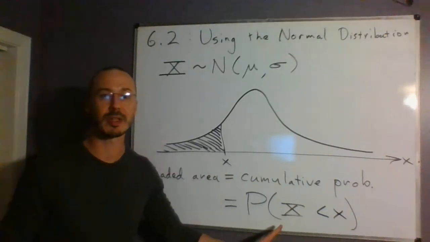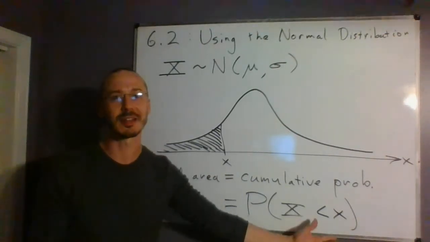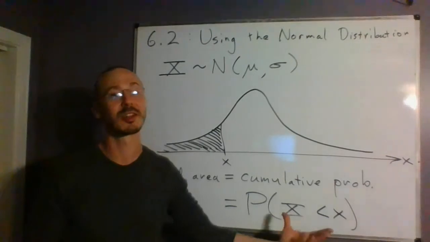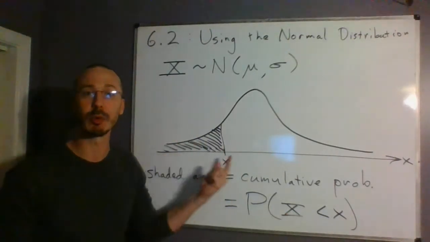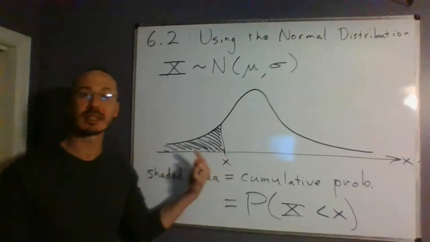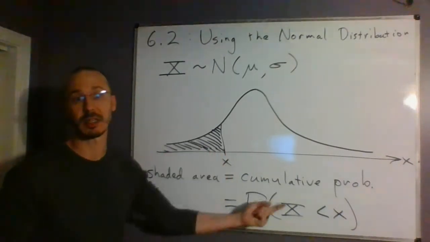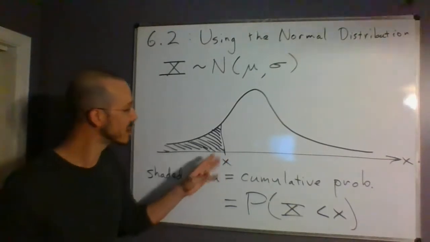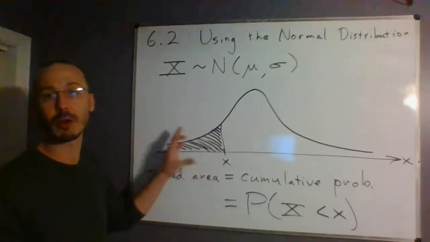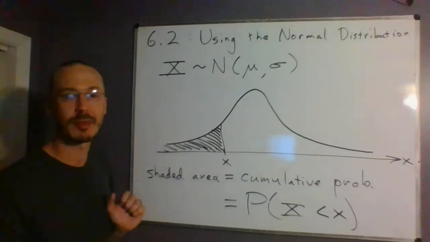So the probability that x is less than x, it doesn't make very much sense to say it, but it means the probability that a randomly selected individual will be less than this x value. And you can see this is less than half of it, so that's a lower probability, less than 0.5.